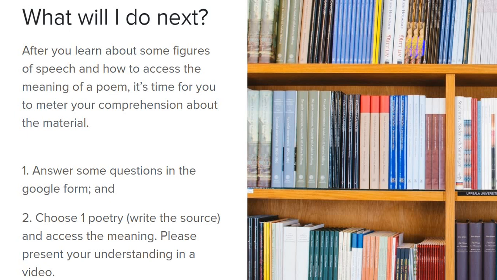After you learn about some figures of speech and how to access the meaning of a poem, it's time for you to measure your comprehension about the material. After this, you will have a Google form, and then you have to answer some questions inside it. And then number 2 is you have to choose one poetry, and of course because you took it from the internet, please write the source. And then please try to access the meaning. And you do not need to write it, but you need to present it in a video.